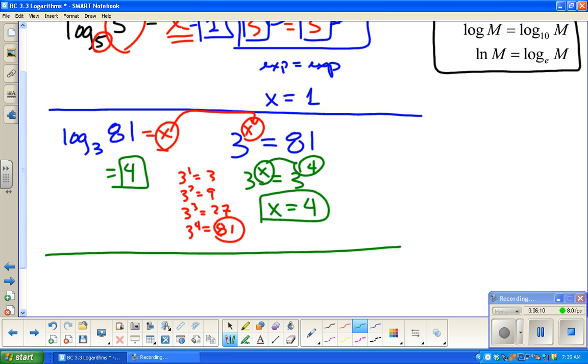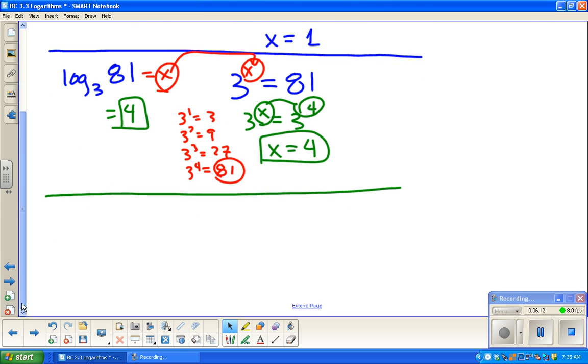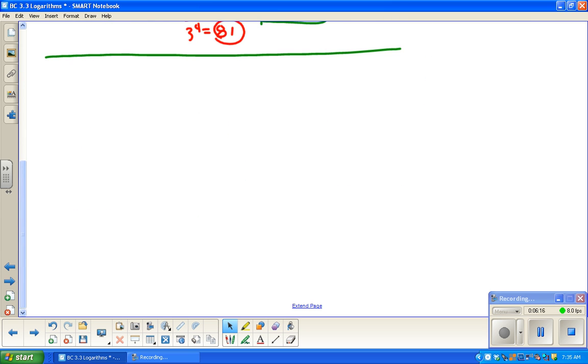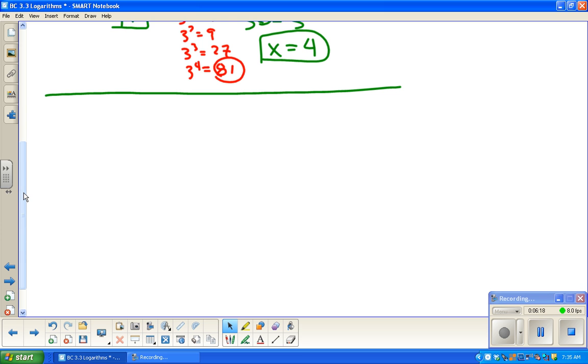Okay, let's do a couple more of those that are a little more, I like to say interesting, but I know most other people are going to say hard. Okay, let's do log base 4 of 8. Now again, it probably won't say equals x on there, and so you're basically just supposed to be evaluating log base 4 of 8.